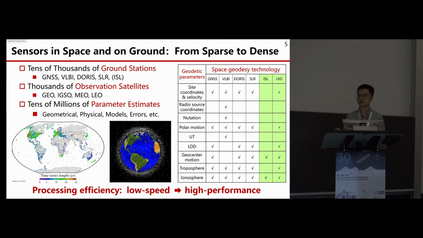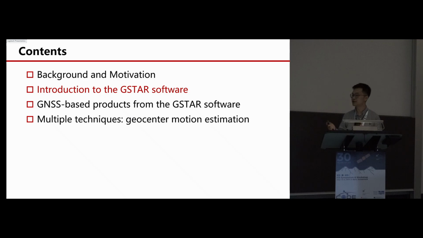Another challenge comes from the increased number of sensors. For example, the ground stations may reach tens of thousands, while thousands of satellites may go into space. This will create tens of millions of parameters to be estimated. This is a big challenge for the geodetic software in terms of computation efficiency. This is because all these parameters are highly correlated. The computation efficiency cannot be significantly improved by just using more computers. So a new powerful software needs to be developed to process so much data with high performance computation.